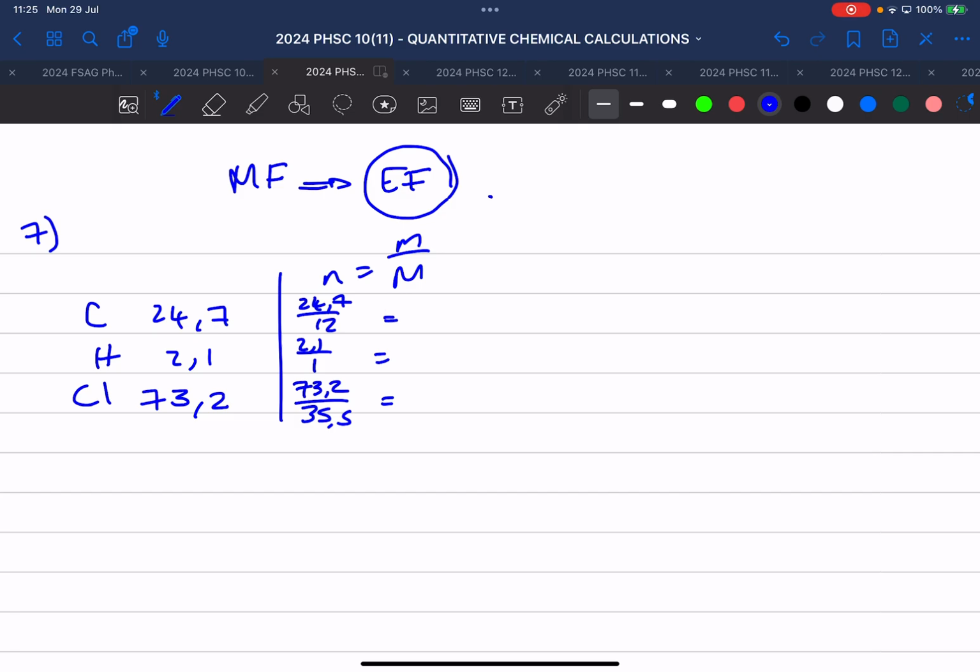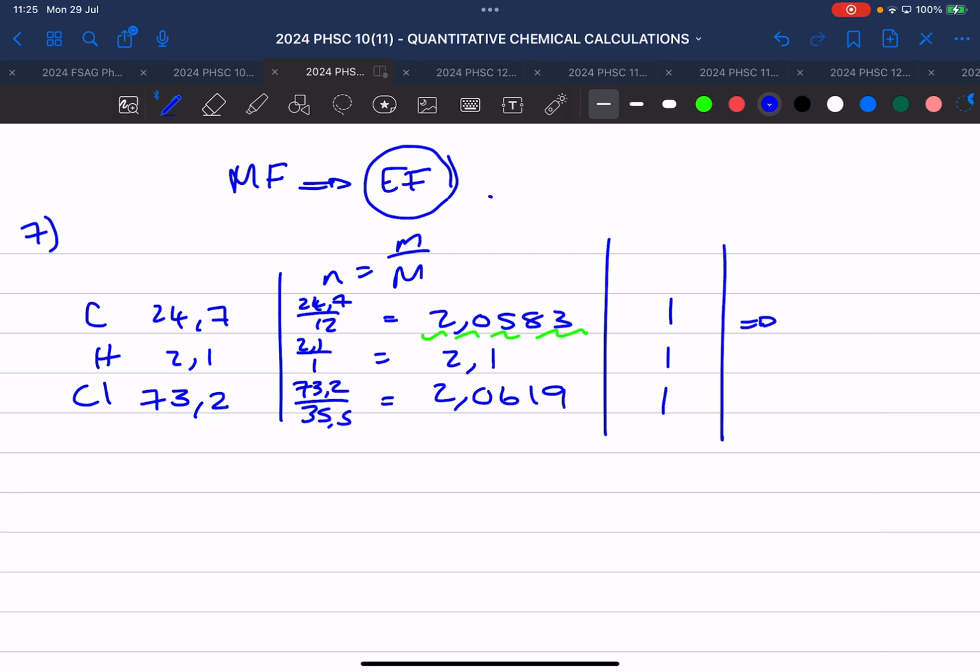Really, what did you get for the first one? Okay, you can't round off just yet. 2.0583, blah, blah. This one is 2.1. And what did you get for the next one? 2.0619. Okay. Then you must divide by the smallest one. That will be the smallest one. And then you will get 1, 1, 1. So then that means that your empirical formula is CHCl. That is your empirical formula.